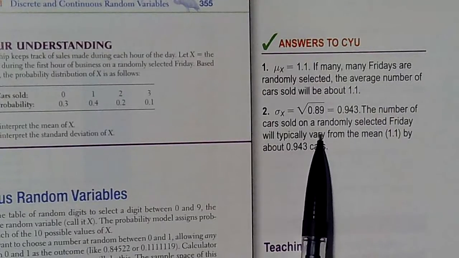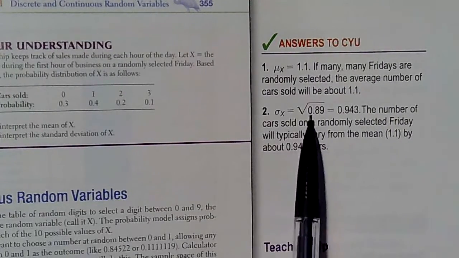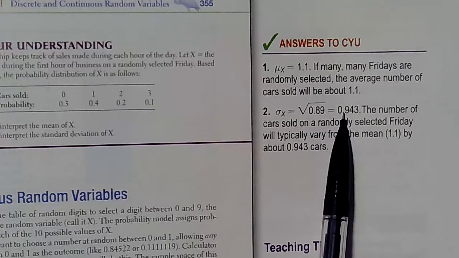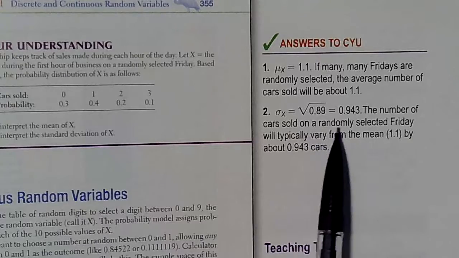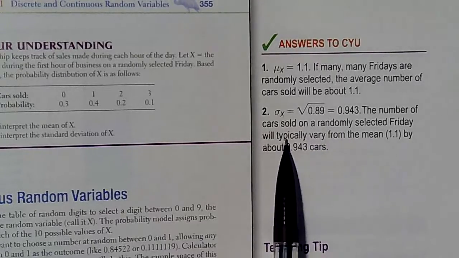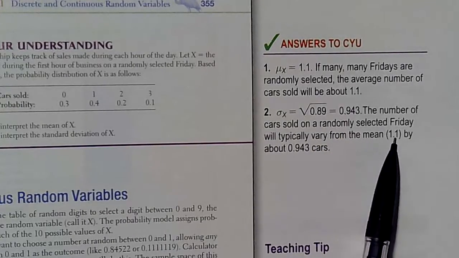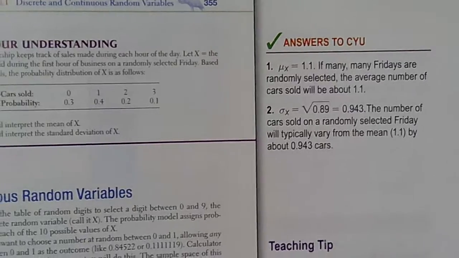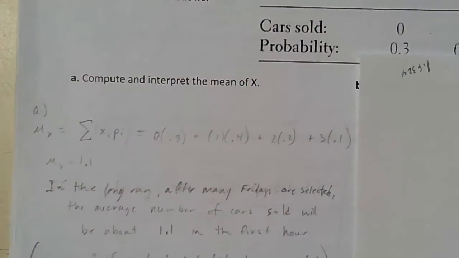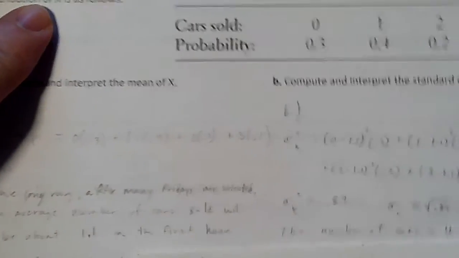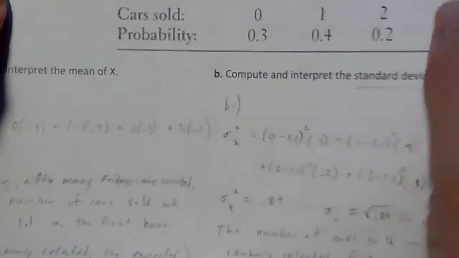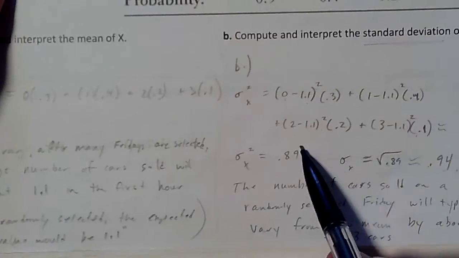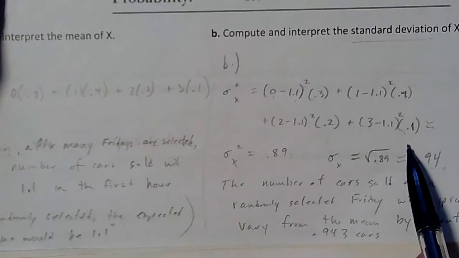And here's number 2. I'll show you the work here in just a moment, but you should have got 0.943 for your standard deviation. So the number of cars sold on a randomly selected Friday is going to typically vary from the mean by 0.943 cars. And here's the work. Once again, I don't really know if you need to shortcut it much, but if you did, fine, as long as you showed some of the work. There it is. Okay.